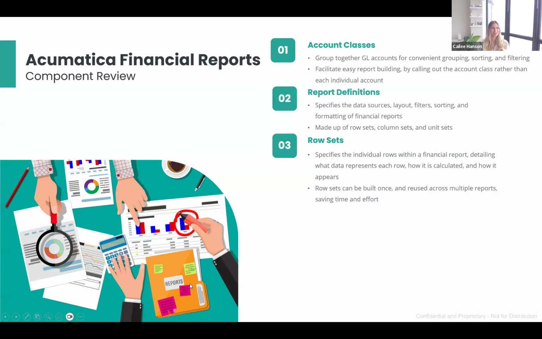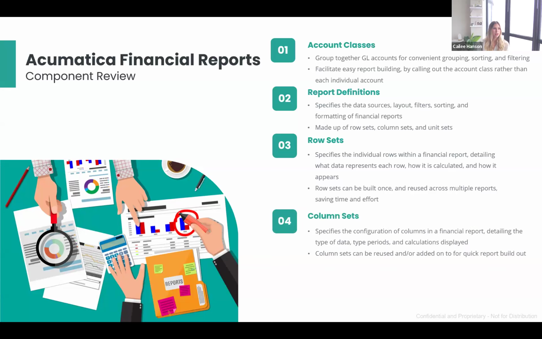Again, pretty intuitive naming here, but row sets would specify the individual rows within the financial report itself. It would represent what data is in each row, what it's named, how it's calculated, and how it appears on your report itself. A big advantage of row sets is that they can be built out once and then reused across multiple different reports. This really starts to save time and effort when building additional reports. We'll take a look at some examples of that, how we can have the same row set being used across multiple reports within Acumatica. And then column sets, as you'd expect, would be the flip side of that.